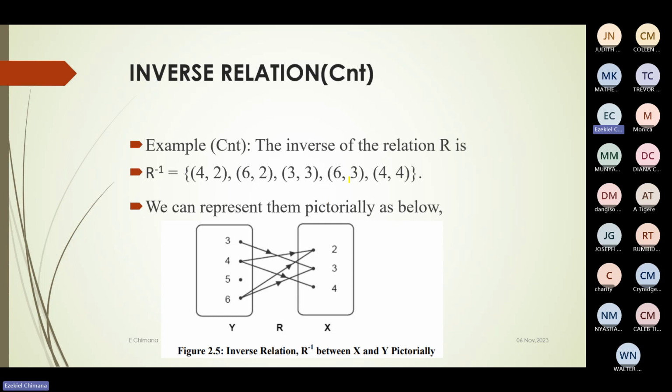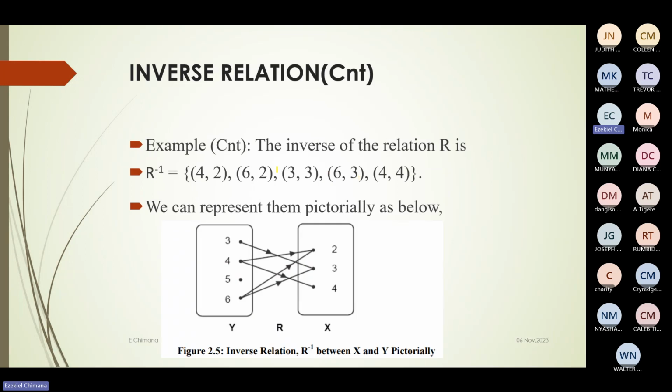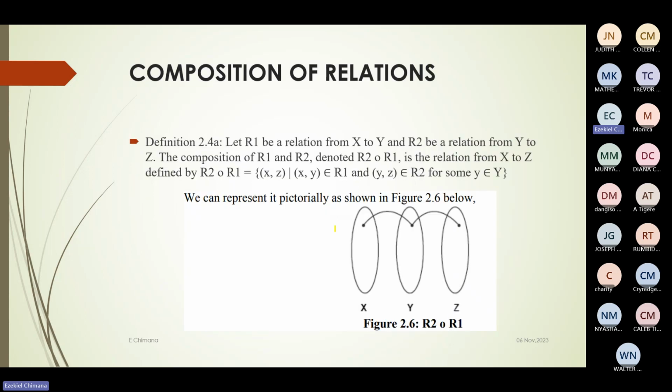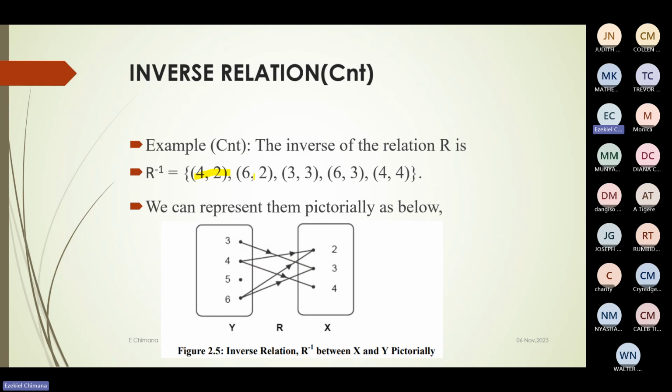Sorry, when we're having a 3 6, we're going to have a 6 3. When we're having a 2 4, we're going to have a 4 2, just like this. When we're having a 2 6, we're going to have a 6 2, just like this. So that's the inverse of a relation.